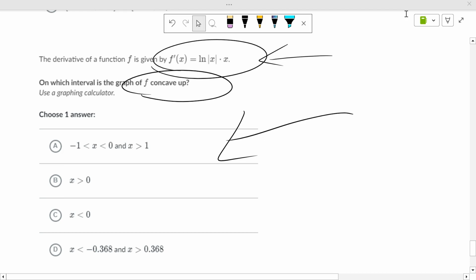Now this first derivative. So the first derivative equals 0.